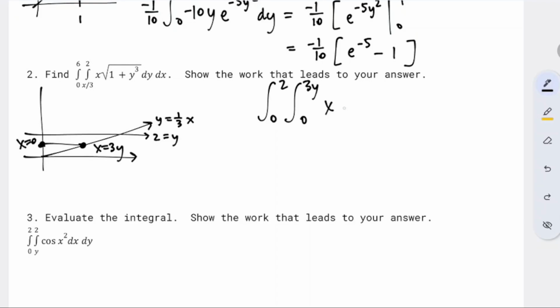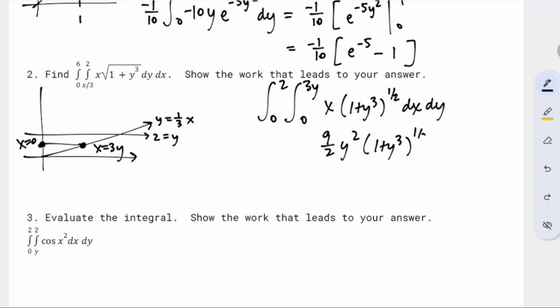The integrand's going to stay the same, dx and then dy. So I'm going to have 1/2 x squared, x going from 0 to 3y. When x equals 3y, I'd have 1/2 of 9y squared, so 9/2 of y squared times (1 plus y cubed) to the 1/2 power. When I plug in x equals 0, that becomes 0. So this is going to be my integrand.